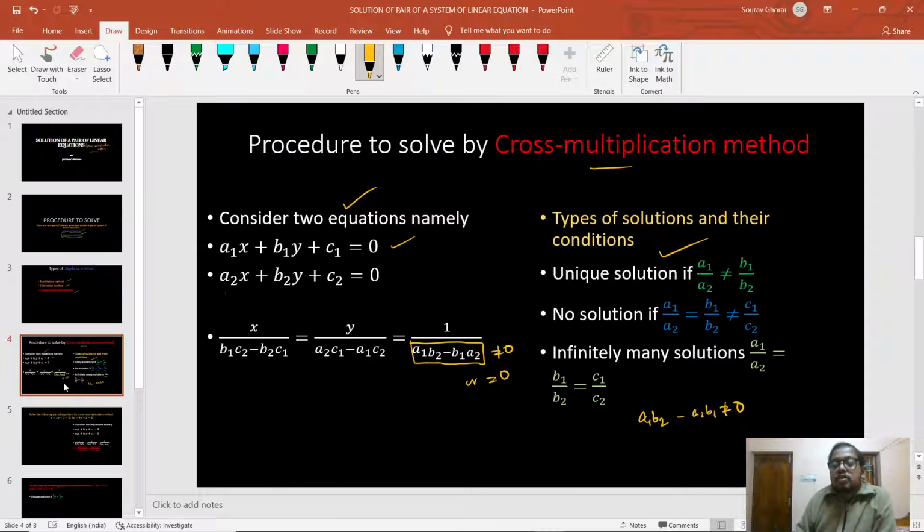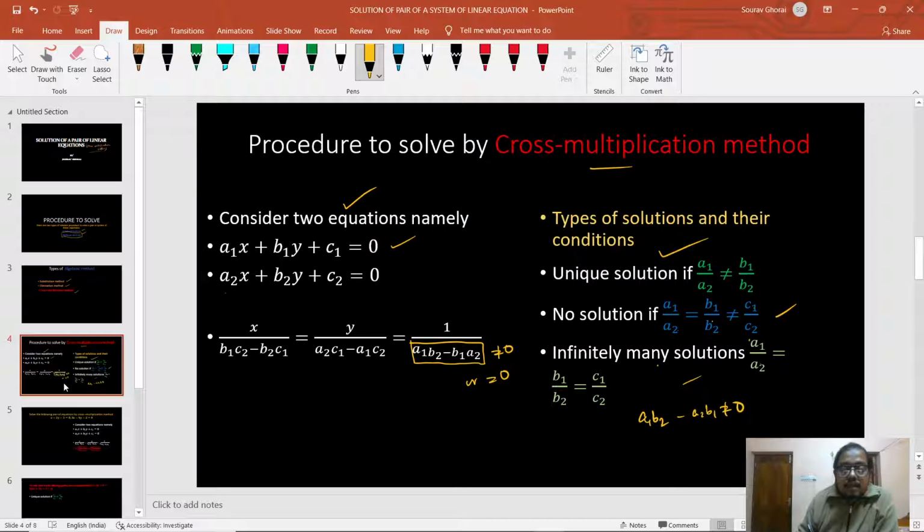Otherwise it has no solution or infinitely many solutions. The system of linear equations has no solution if a1 by a2 is equal to b1 by b2 not equal to c1 by c2, and infinitely many solutions if a1 by a2 is equal to b1 by b2 is equal to c1 by c2. But here I mainly emphasize how to find the solution using the cross multiplication method.